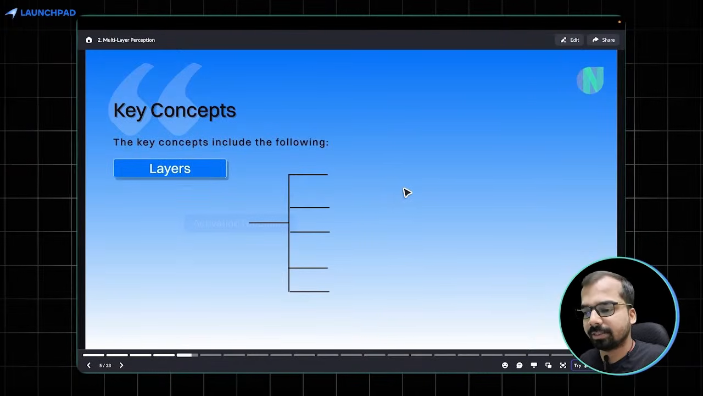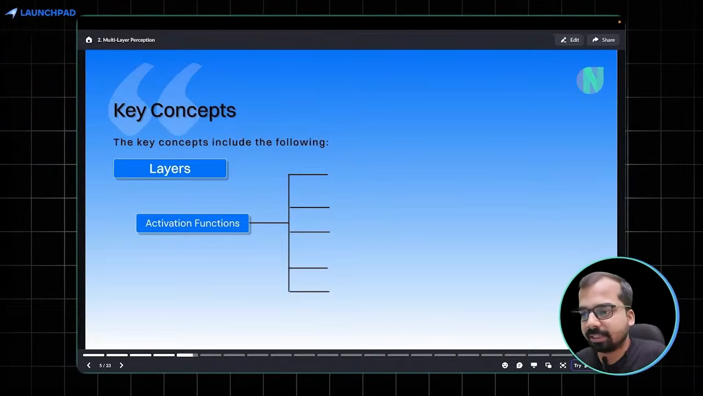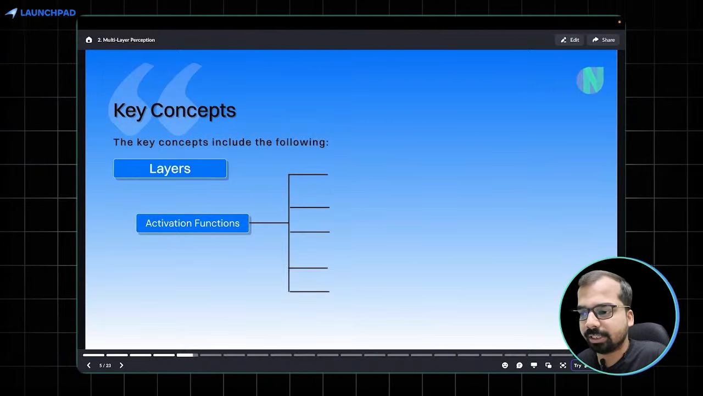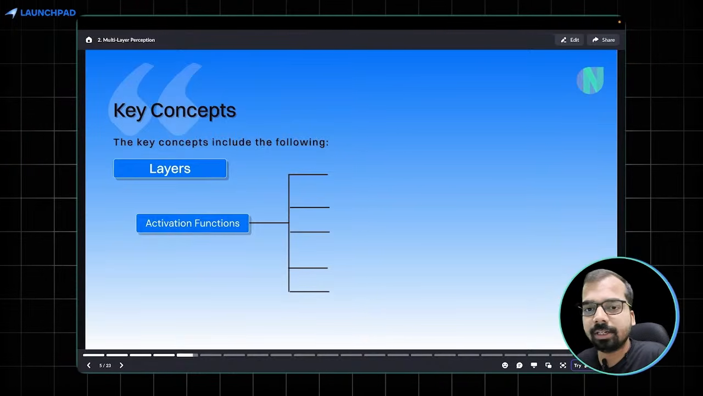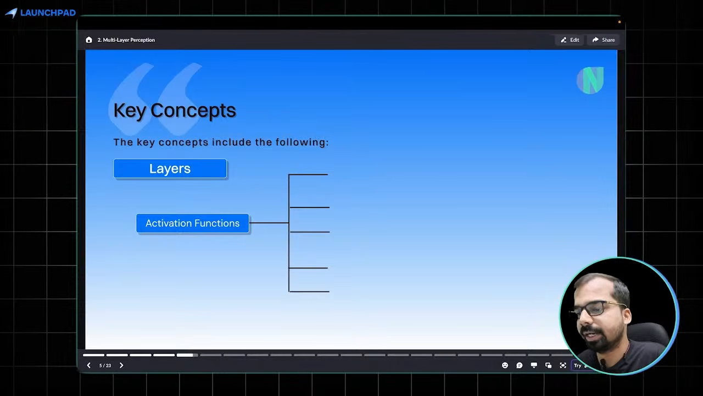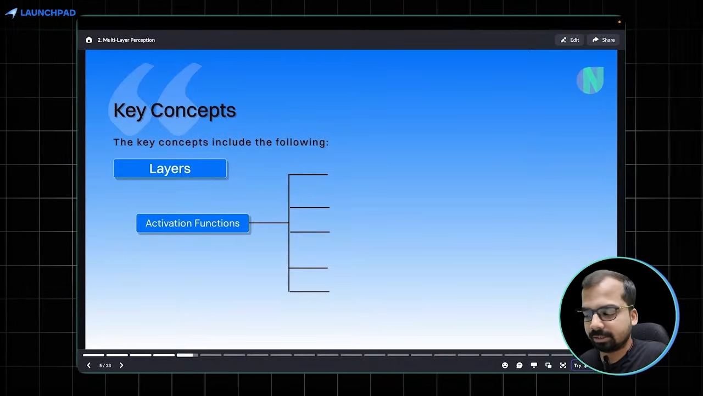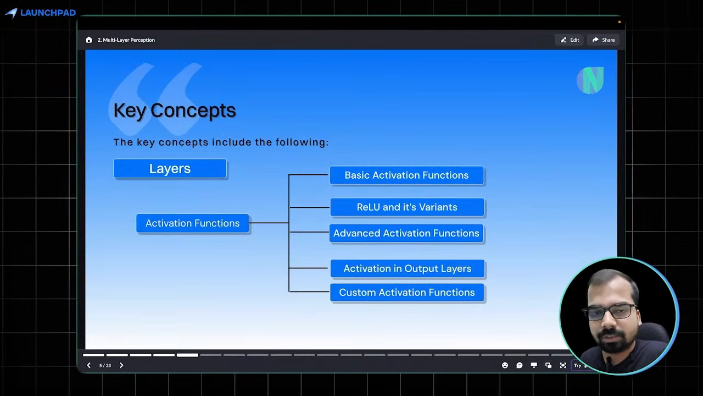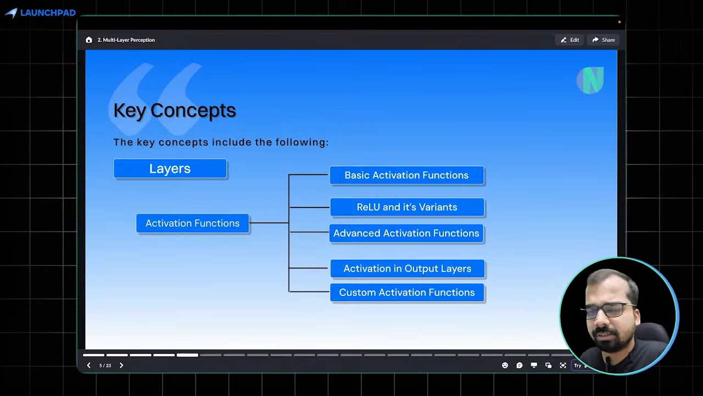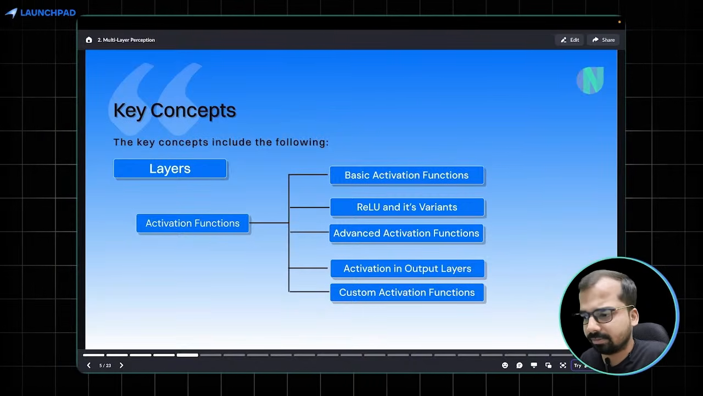Then the next part is activation functions. If you remember from the last class, a plain vanilla perceptron cannot learn non-linear decision boundaries. For example, it failed in the XOR example. So in order to learn more complex non-linear decision boundaries, we have the concept of activation functions. We'll talk about activation functions in further classes, but there are a lot of different variants of them.